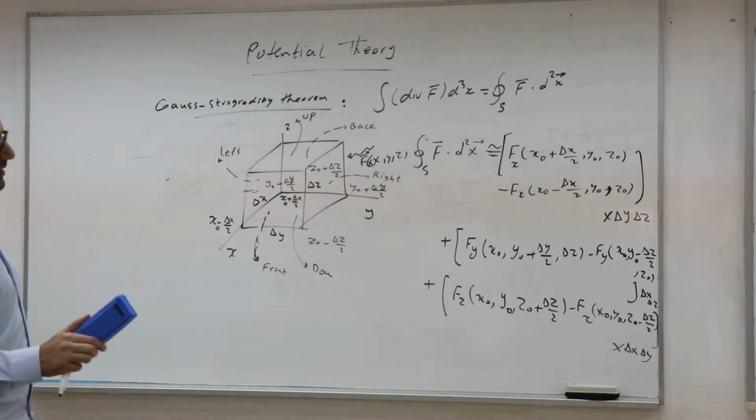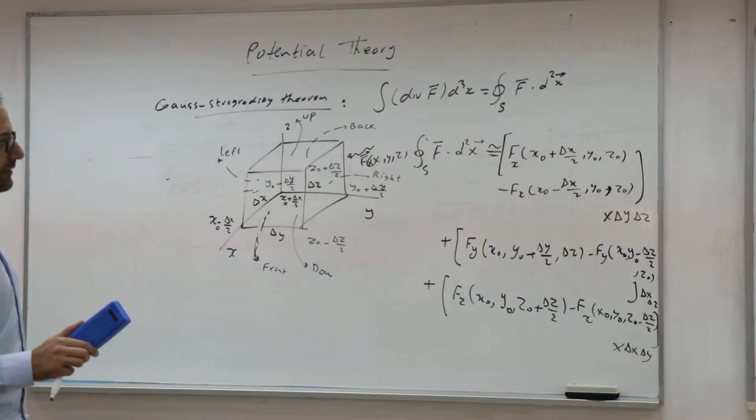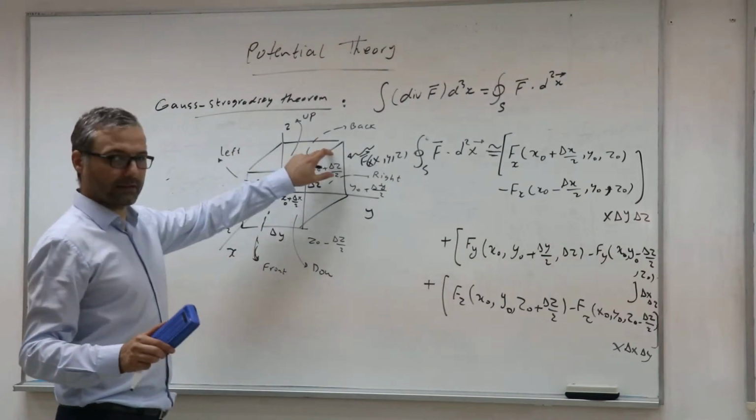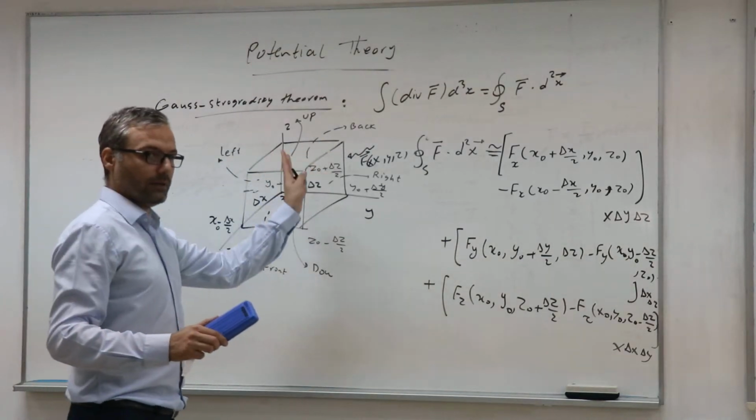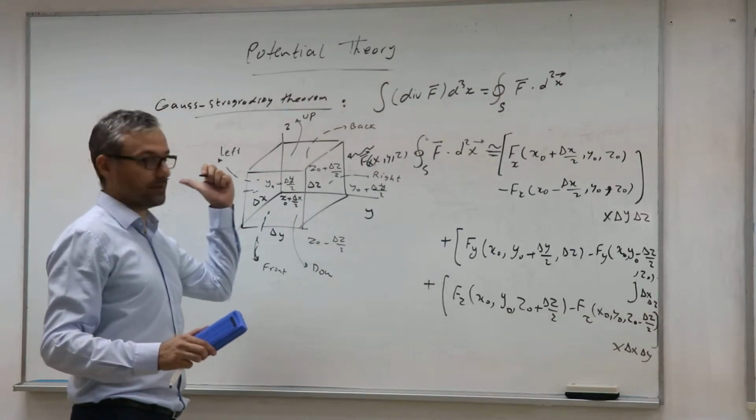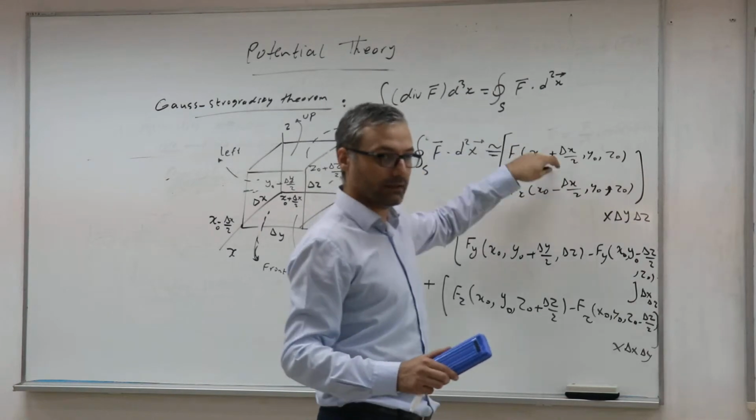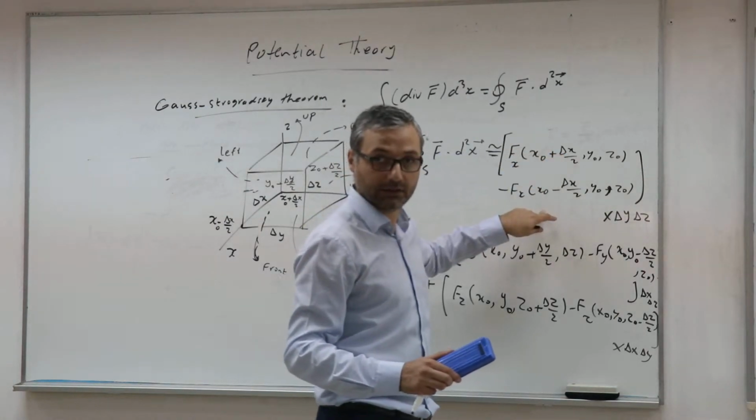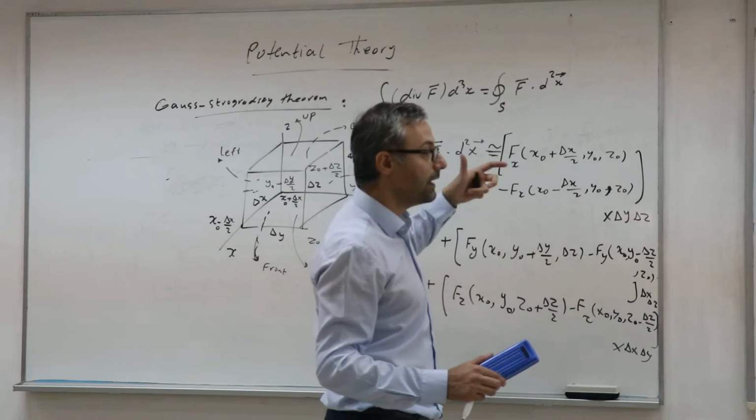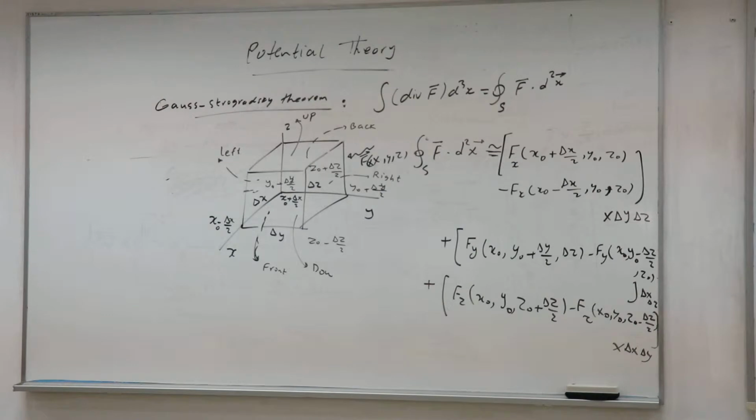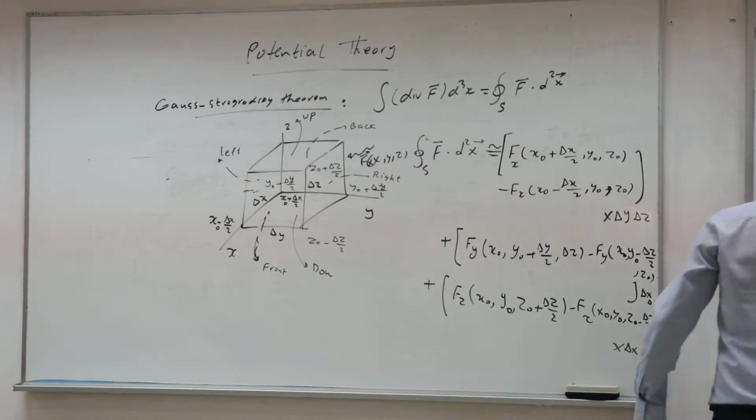Are you familiar with what I'm writing? When I consider the front and the back, it is the fluid which is coming in minus the fluid which is leaving my surface. And this is an increment, because one surface is located at this coordinate and the other one is located at this coordinate. So this minus means the net.